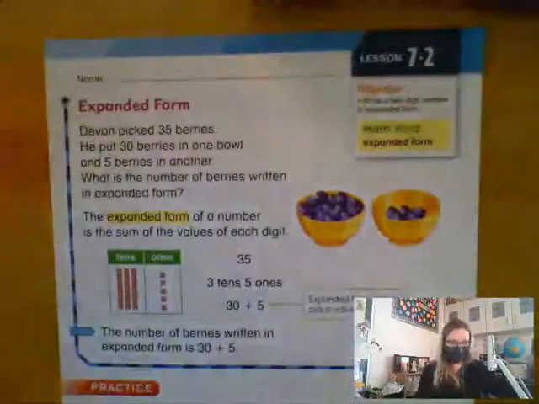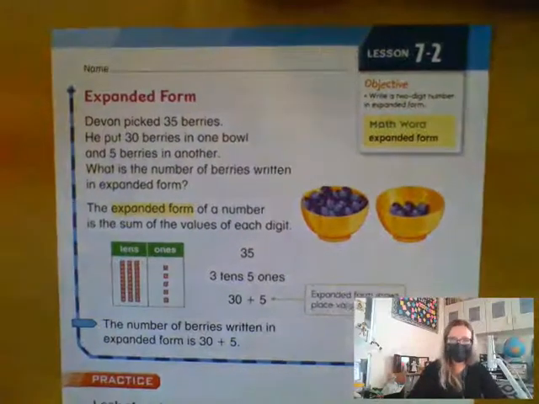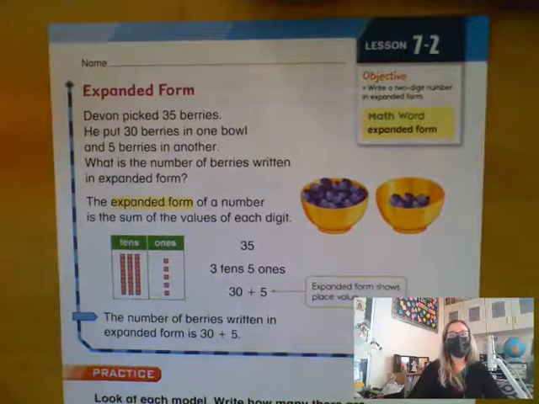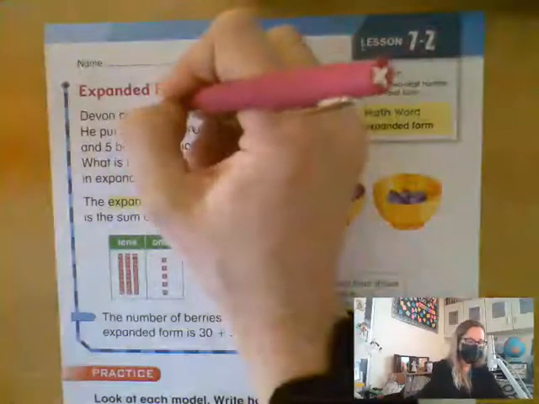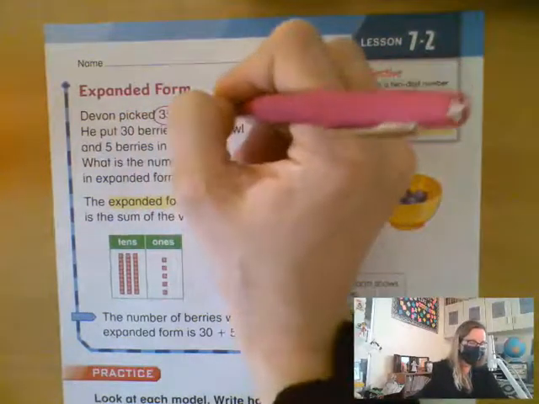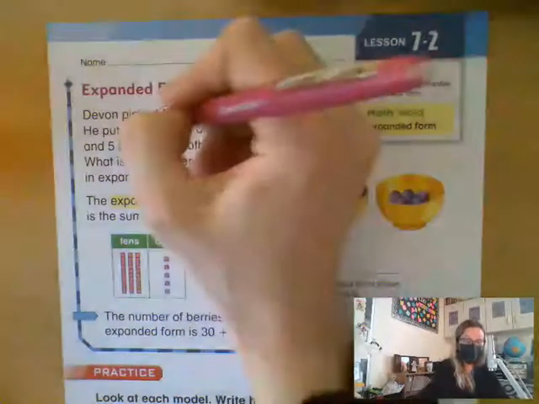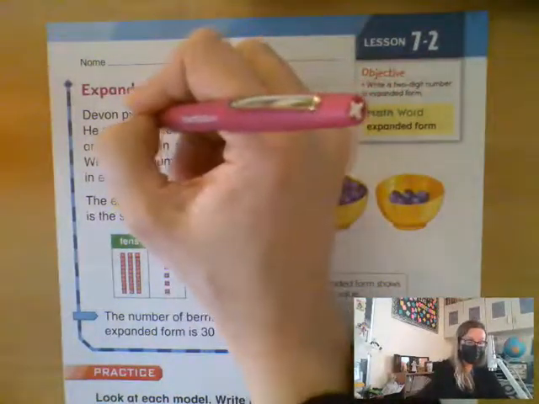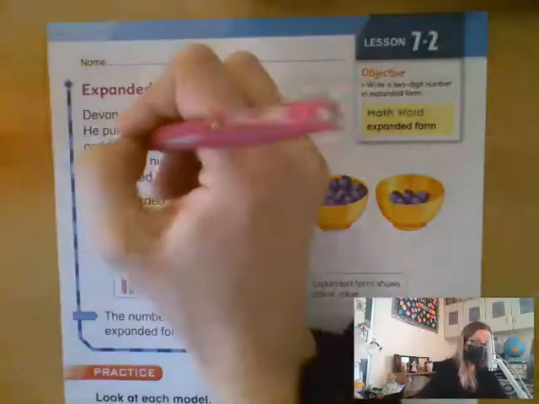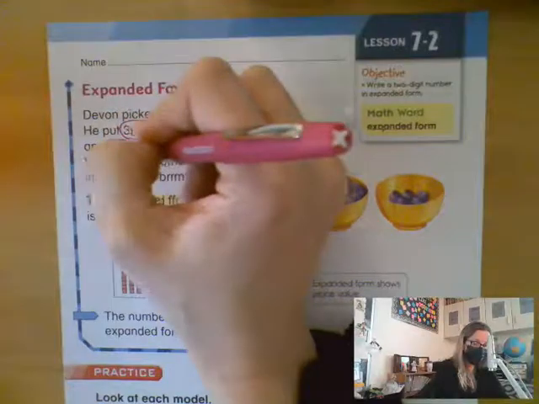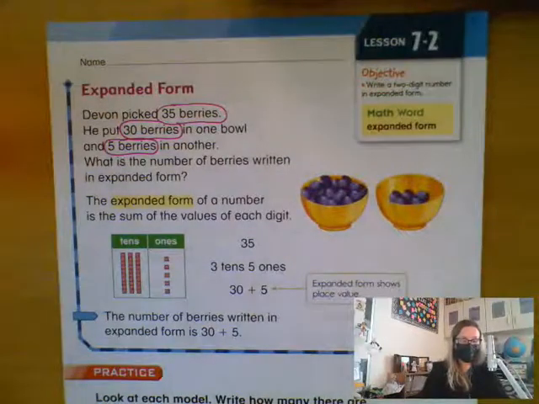All right, let's take a look at the top of page 251. It says Devin picked 35 berries. Everyone just do me a favor and circle 35 berries. Okay? It says he put 30 berries in a bowl. So circle 30 berries in a bowl. And 5 berries, circle 5 berries, in another bowl. What is the number of berries written in expanded form?